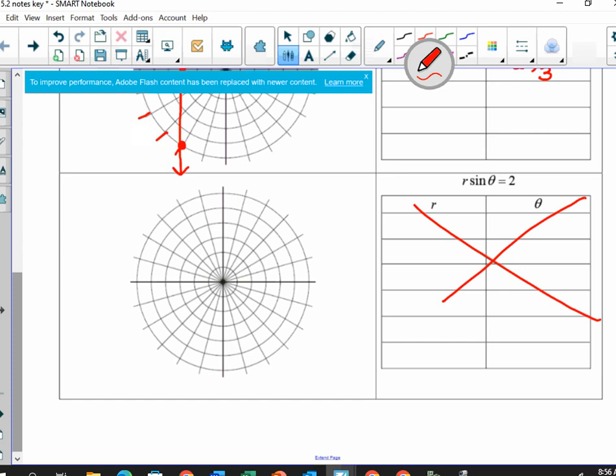All right, guys, this one. R sine of theta, what does that equal to? This is just the line y equals 2. Do we need to plot points? No, we can just go 1, 2, and draw a horizontal line. There you go.